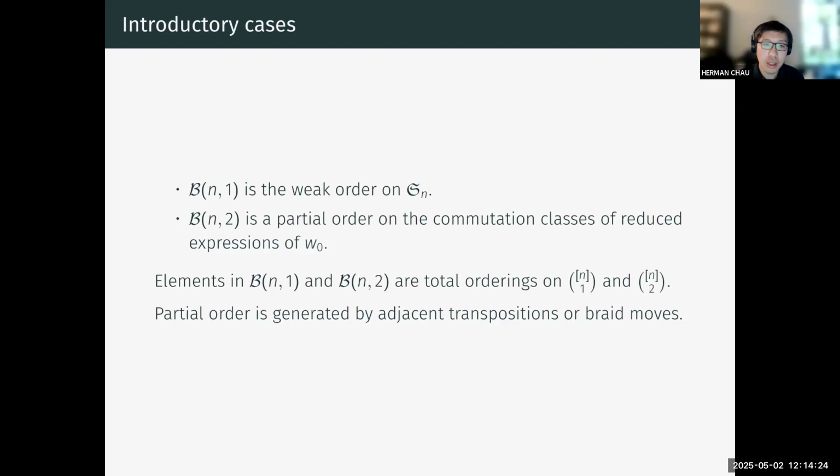The partial order, in the case of the weak order, is generated by adding in adjacent transpositions. And in the case of the second higher Bruhat order, B(n,2), it's generated by doing braid moves one at a time. So there's an analogy there where transpositions are flipping two elements, and braid moves, we'll see later, you can also think of as doing a flip.